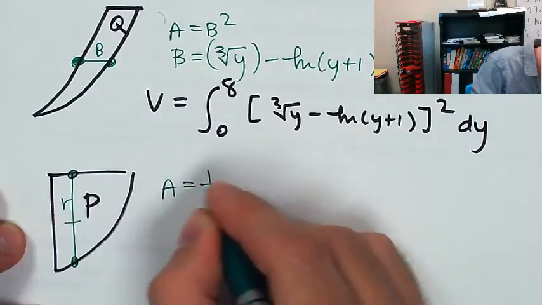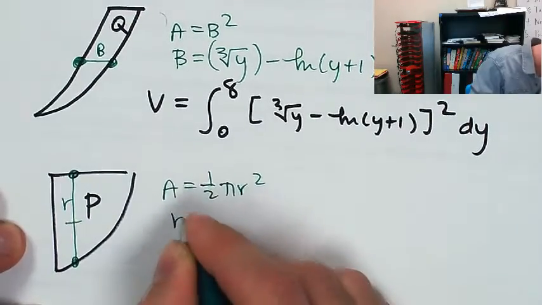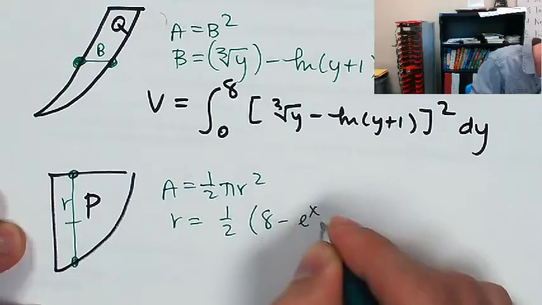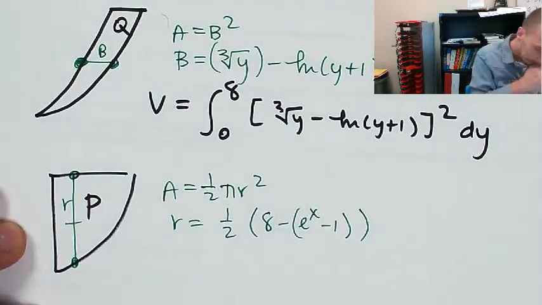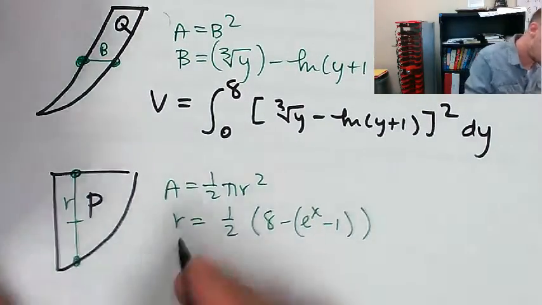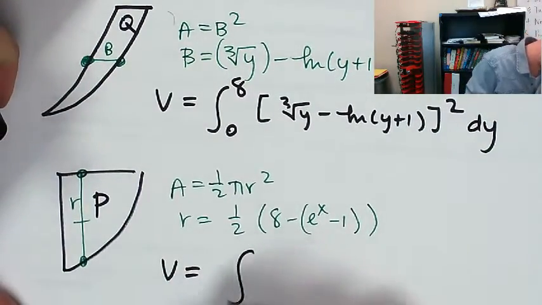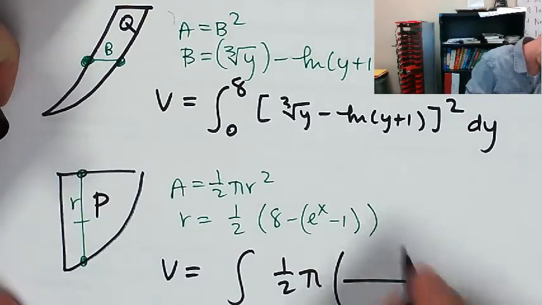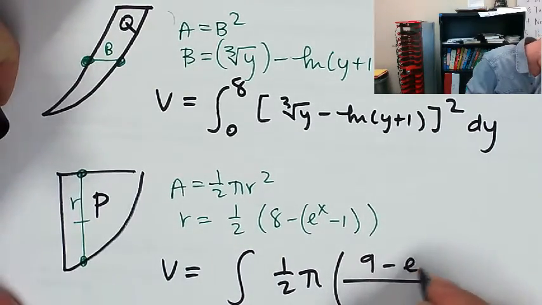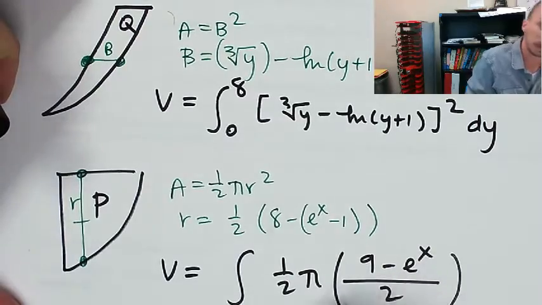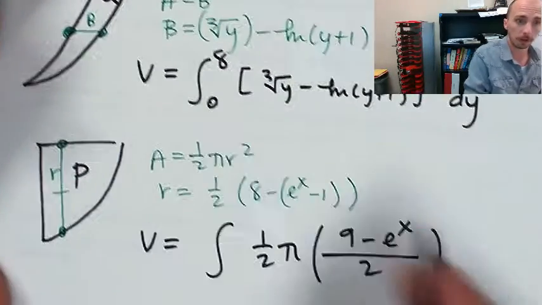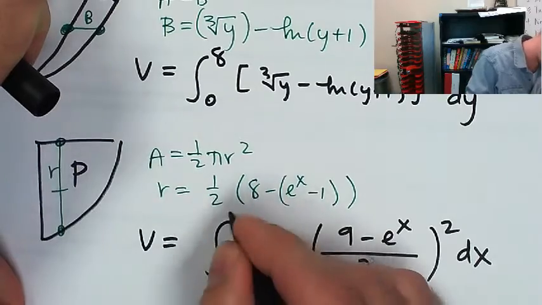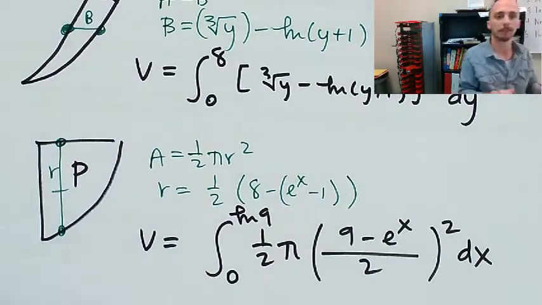So area of a semicircle, radius is half of top minus bottom. Okay, so my volume is going to be the integral of the area formula, 1/2 pi. Radius is, this is 9 minus e to the x, but divided by 2 because of the half here. 1/2 pi r squared dx as x runs from 0 to the log of 9.